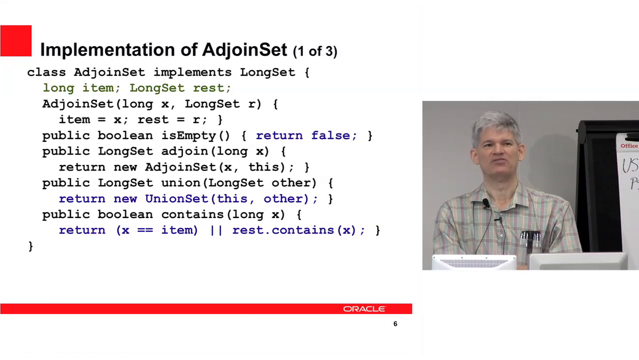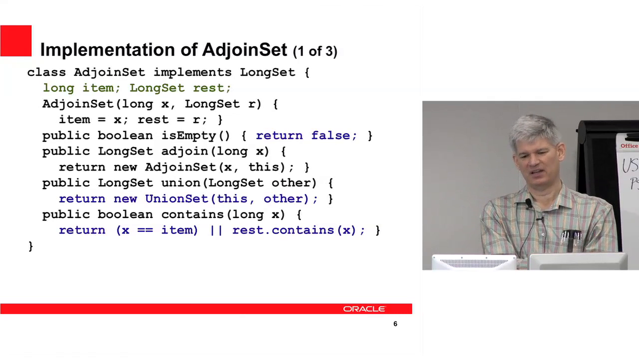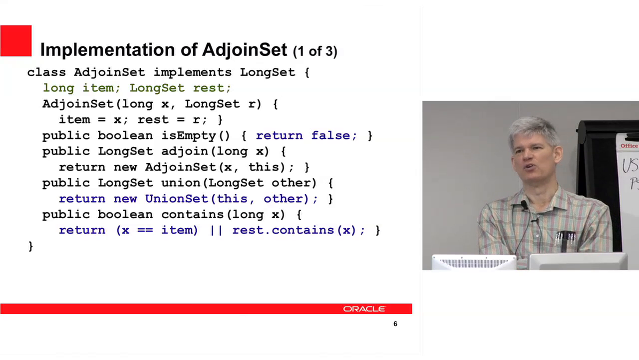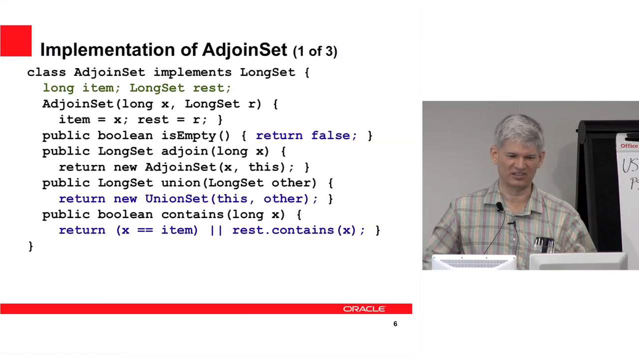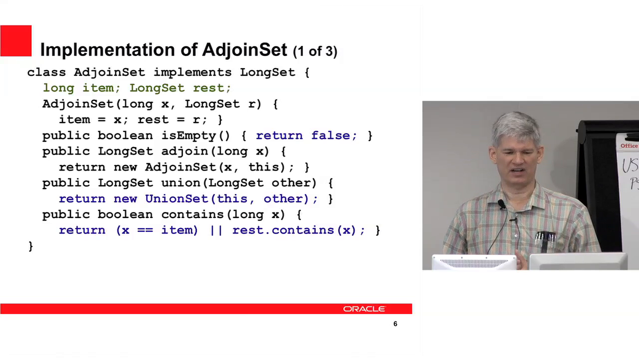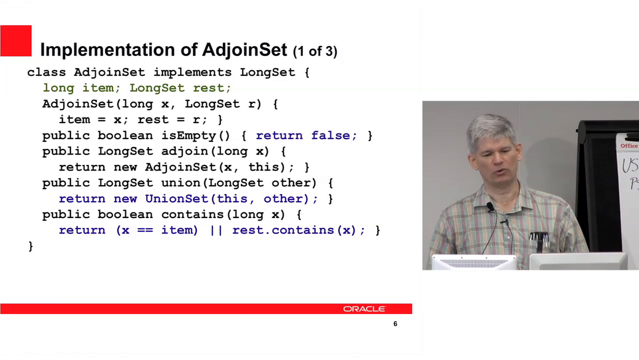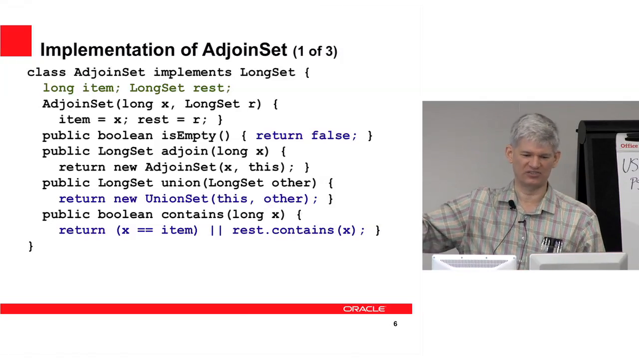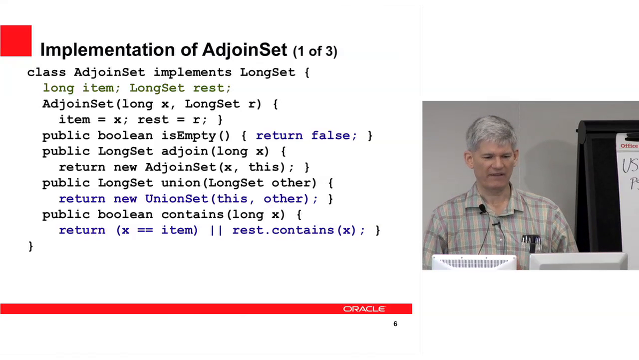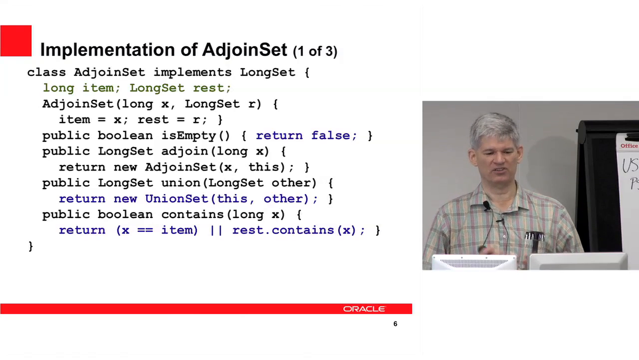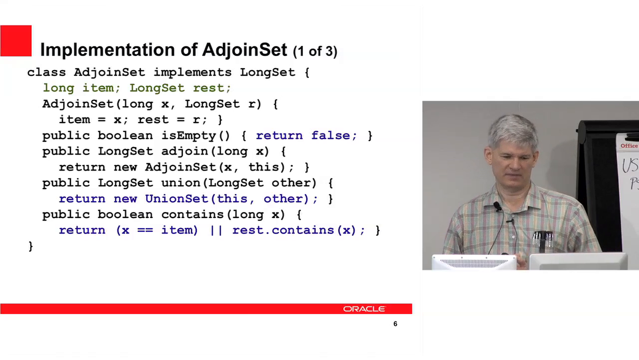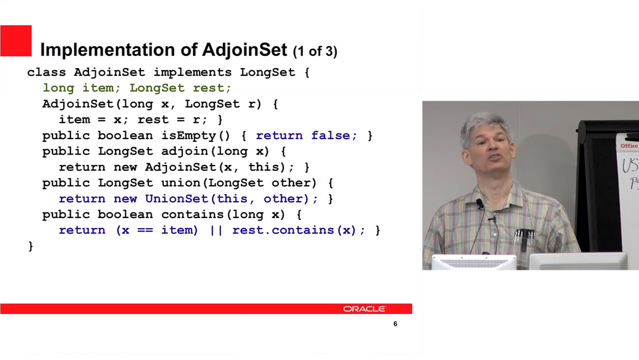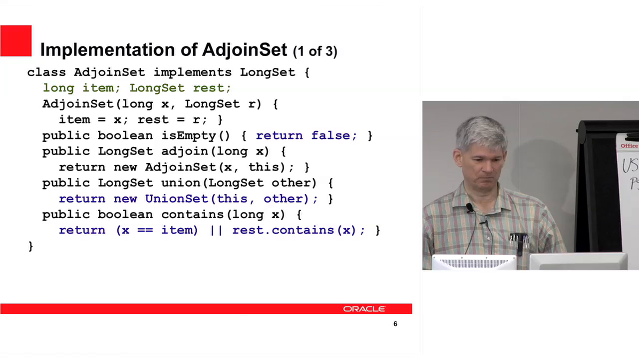Okay, now let's look at the implementation of AdjoinSet. This is the classic thing you would expect if you were implementing a set as a list, with cars and cdrs, as in Lisp. The AdjoinSet contains an item and also a pointer to some other set which contains the rest of it. And the constructor, again, is trivial. It just sets up these two fields, item and rest. If you ask whether it's empty, it returns false because it knows it's got at least one thing in it.